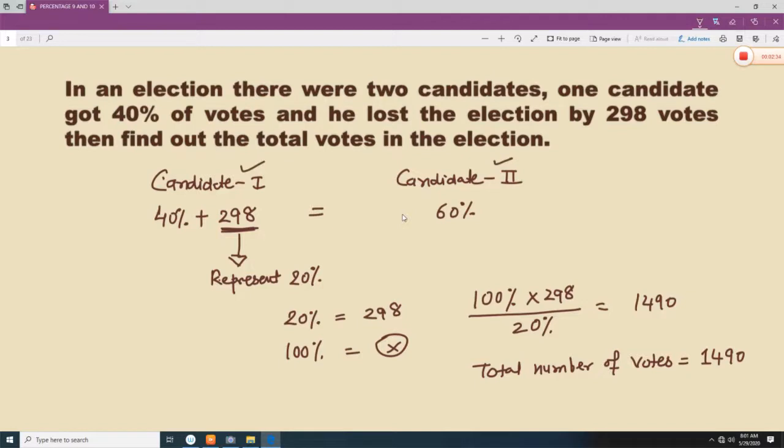So if A got 40%, then automatically B is getting 60%. Now the difference between these is 20%, and we know 20% is equal to 298. So 100% is how much? That comes to 1490, which is the total number of votes.